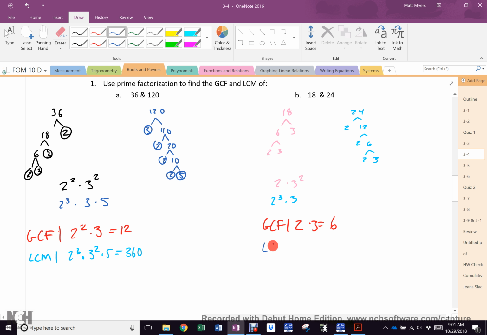LCM. Count everything once. Do all of this guy's 2's cover this guy? Yeah, because he's got 3 to cover, so we can cover 3 2's, and there's only 1 there. So we cover the 3 2's because we count everything once. What about this guy? Does 18's 2 3's cover 24's 1 3? Yep. So it's 3 squared. What's 2 cubed? 8. What's 3 squared? 9. What's 8 times 9? 72.